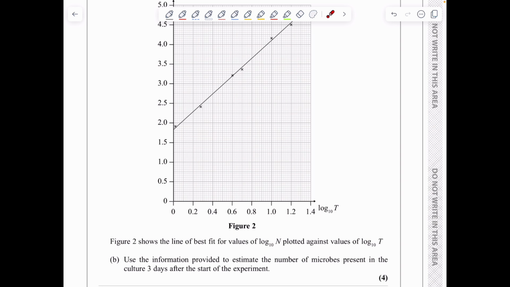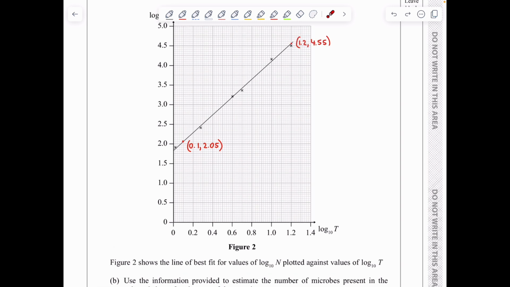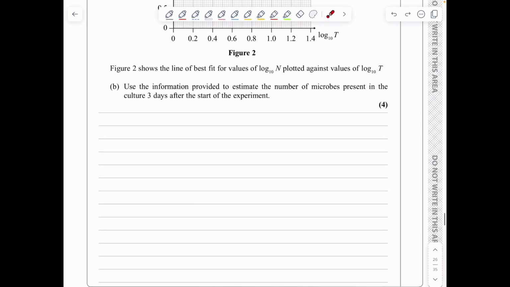So I can see we've got the point 0.1, 2.05, as well as the point 1.2, 4.55, and I'll be using these 2 points to determine the equation of the straight line. I will start with the gradient, so we're doing rise over run here. So m is 4.55 minus 2.05 over the run, which is 1.2 minus 0.1.